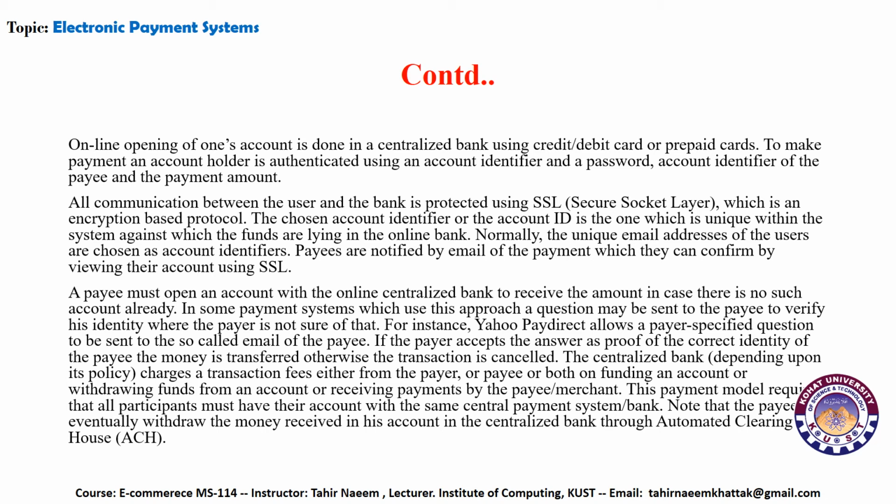The centralized bank, depending on its policy, charges transaction fees either from the payer or the PE or both, on funding an account, withdrawing funds from the account, or receiving payment by the PE merchant. This model requires that all participants must have their account in the same central bank system. Note that the PE eventually withdraws the money received through his account in a centralized bank through the Automated Clearing House, or ACH.